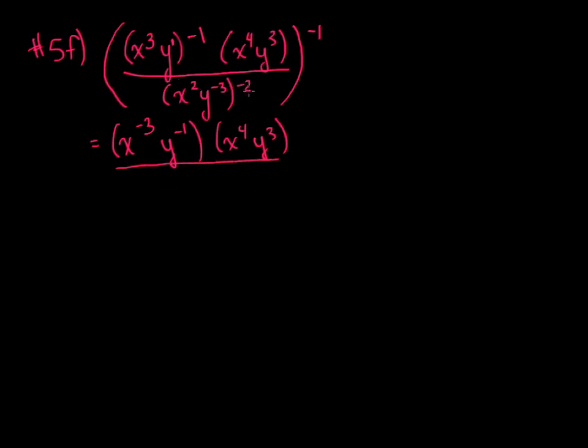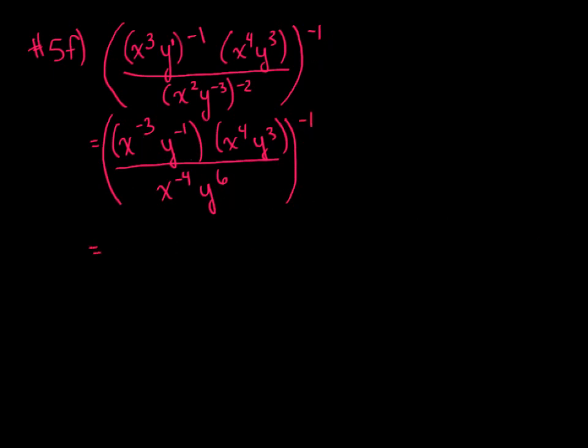Here we can apply the power of a power rule as well. So multiply these exponents, we get x to the exponent -4, and the exponent -3 is multiplied by -2, and we get y to the exponent 6. Remember, all of this is still to the exponent of -1 here.